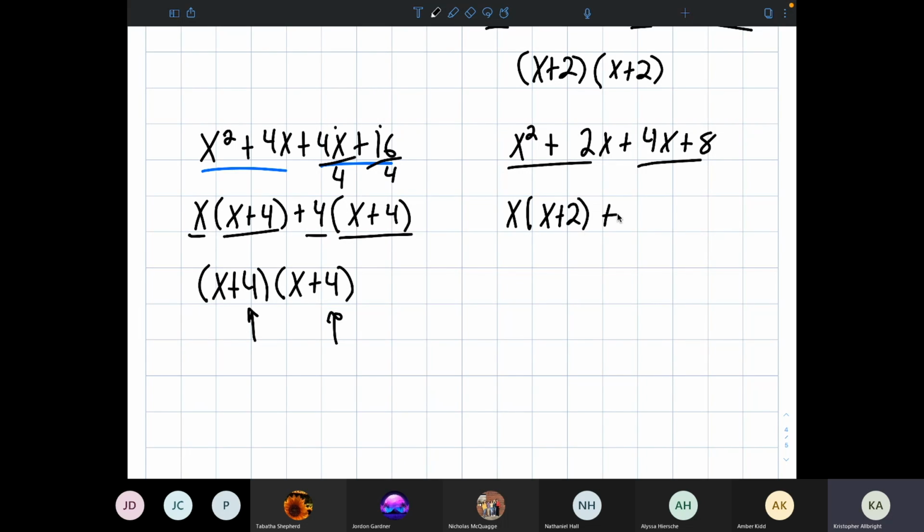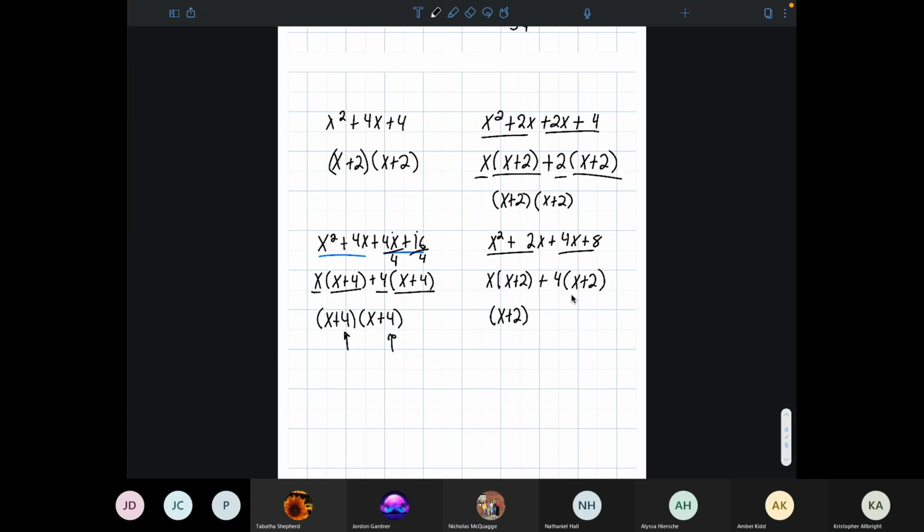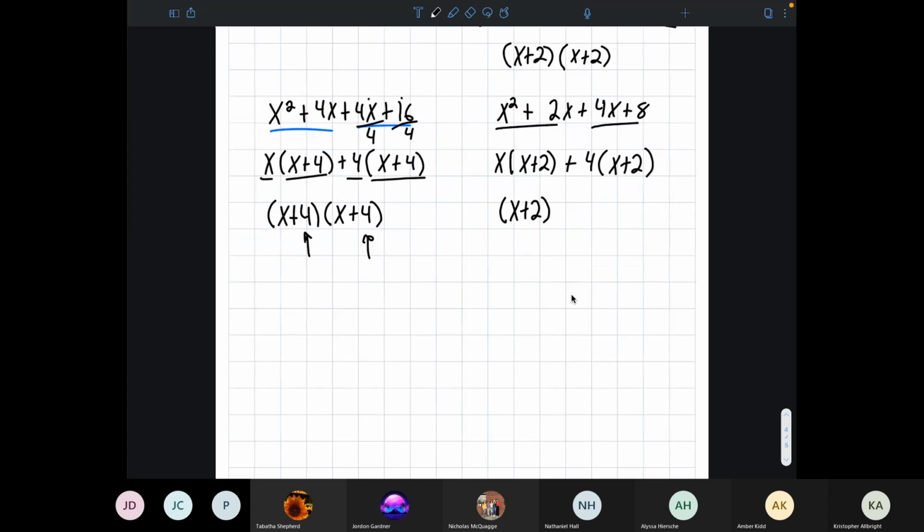And then on the second set, I'm going to pull out a 4, and I'm left with x plus 2. They match, which is good. So we write it out, x plus 2. And then we have what's left. So this is how we work this.